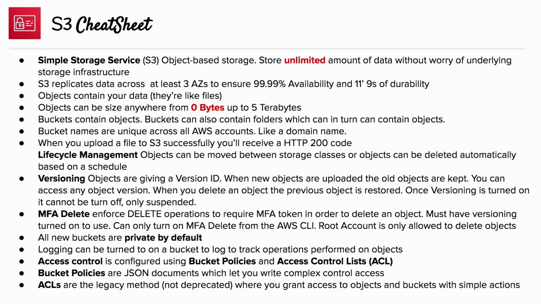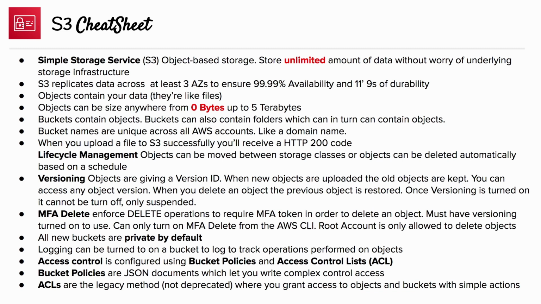Then we have MFA delete. This allows you to enforce all delete operations to require an MFA token in order to delete an object. So you must have versioning turned on to use this. You can only turn on MFA delete from the AWS CLI, and it's really just the root user who's allowed to delete these objects. All new buckets are private by default. Logging can be turned on for a bucket so you can track all the operations performed on objects.